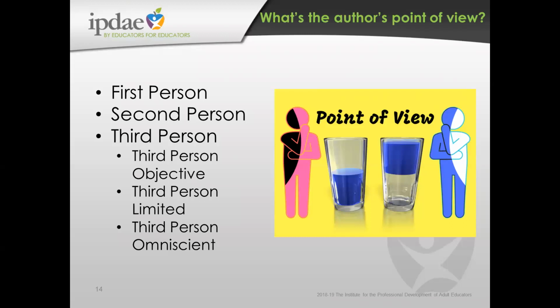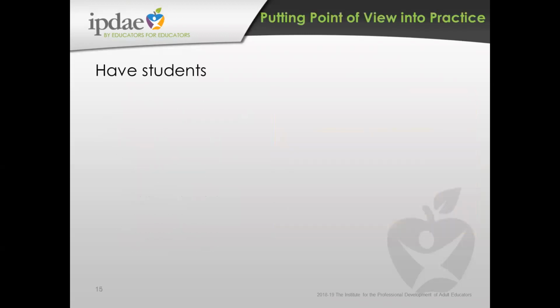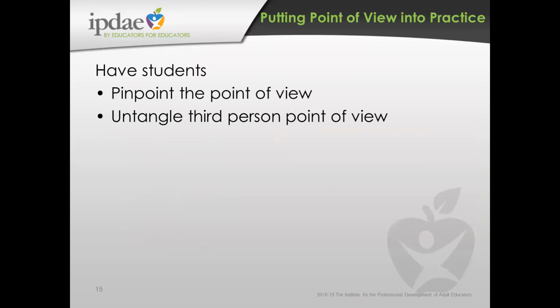As you're teaching point of view, and remember, we haven't even touched the author's tone yet, because these lead into it. So as you're teaching point of view, putting it into practice, you'll want to make sure that the students look for the author's feelings, thoughts, and opinions as they pinpoint that, and that they untangle that third person point of view. As they look at it, they say, okay, teacher, it's not first person, it's not the I, it's not second person, it's not the you. I know it's third person, but which one is it?